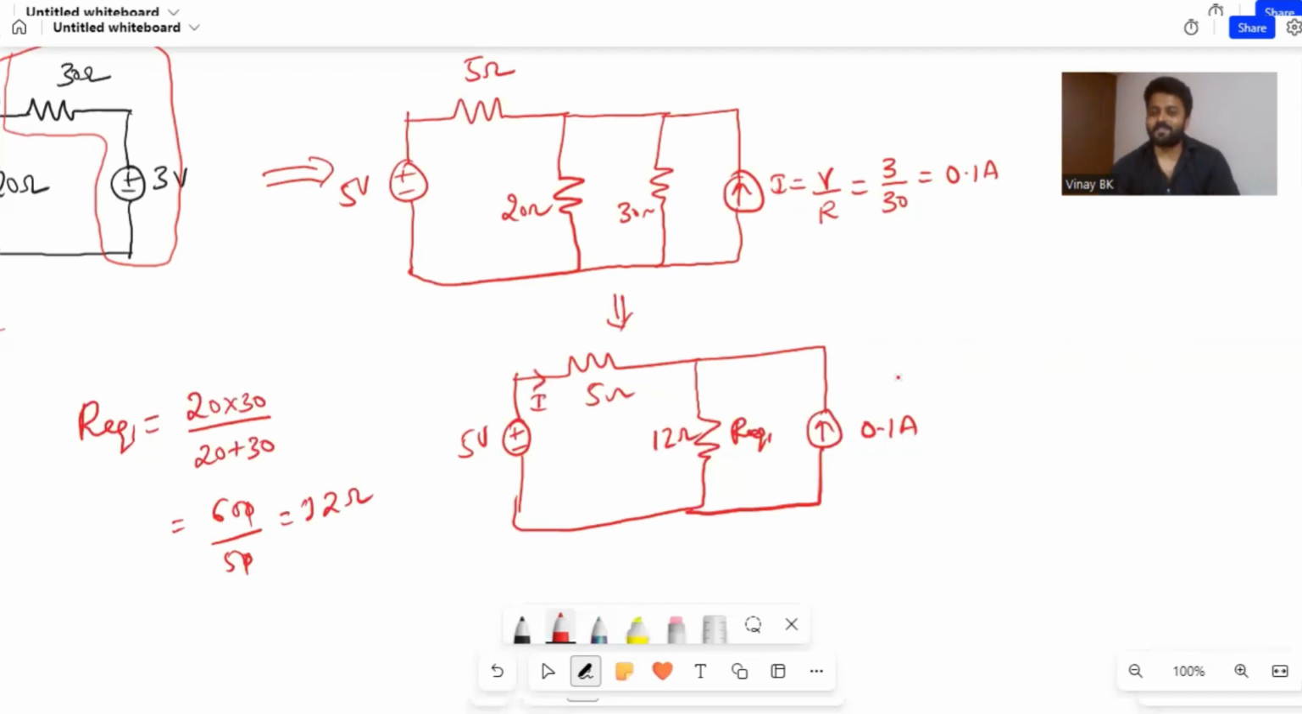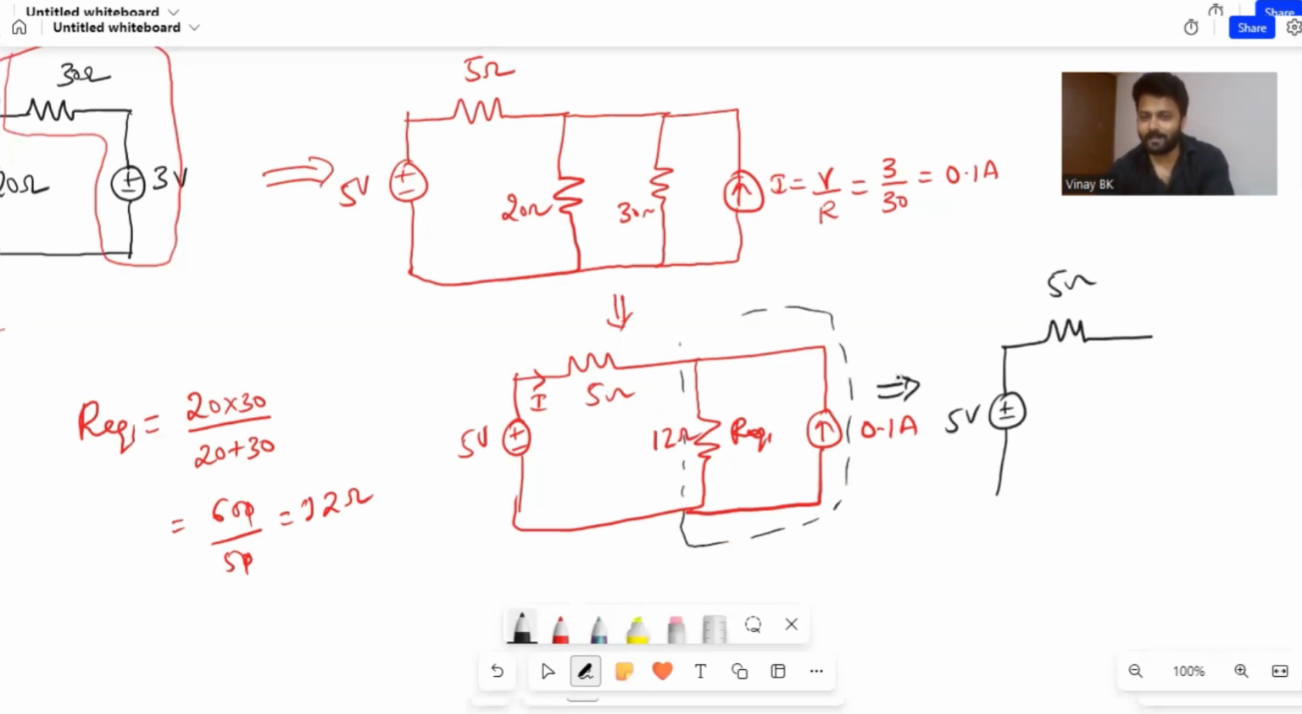So you need to get one closed loop circuit. So what I'm going to do now is transform this current source into a voltage source. So I have a 5 volt voltage source along with a 5 ohm resistor here. Now I'll transform this current source into a voltage source. So it becomes a series resistor along with the voltage source.